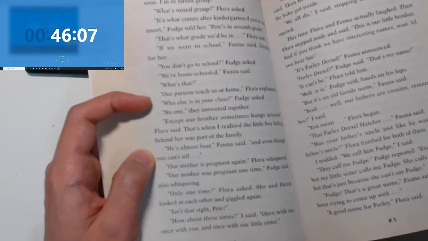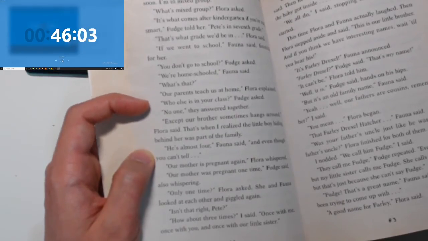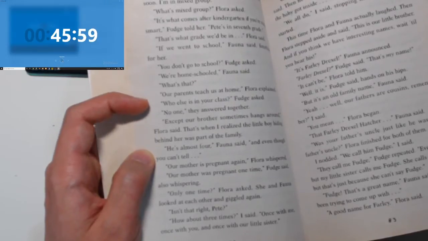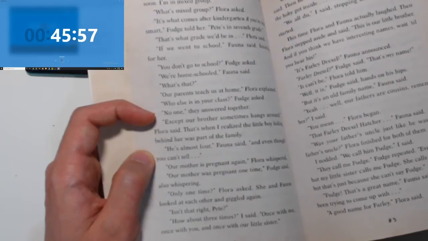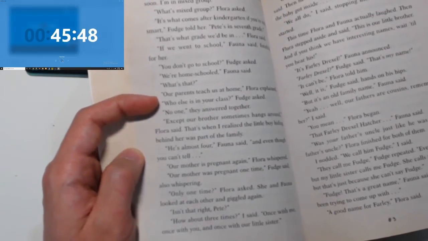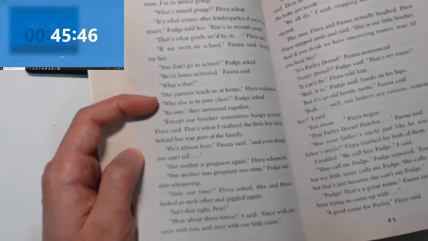"What?" Flora said. "Our parents teach us at home," Flora explained. "Who else is in your class?" Fudge asked. "No one," they answered together, "except our brother sometimes hangs around," Flora said. That's when I realized the little boy hiding behind her was a part of the family. "He's almost four," Fauna said, "and even though you can't tell, our mother is pregnant again."